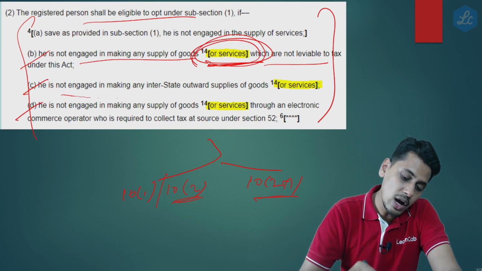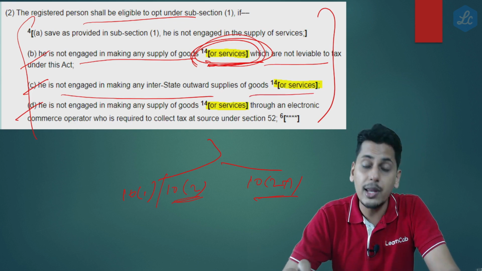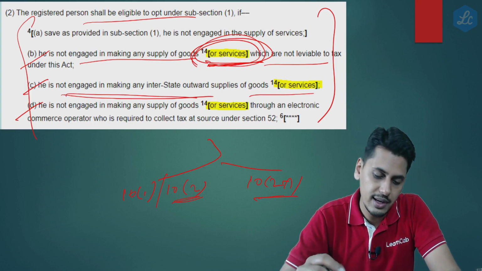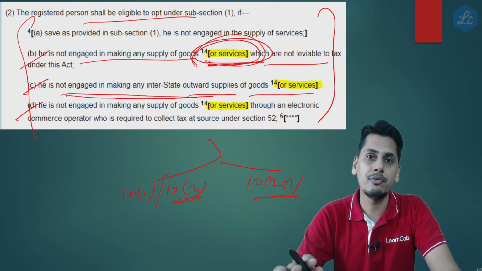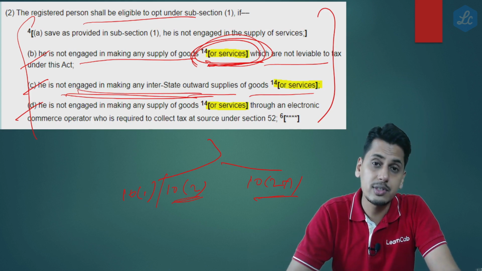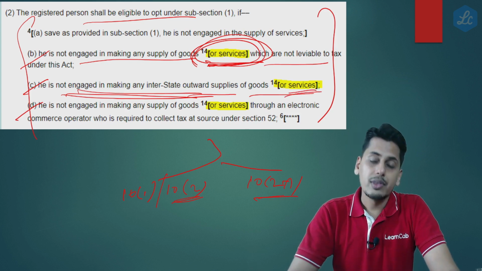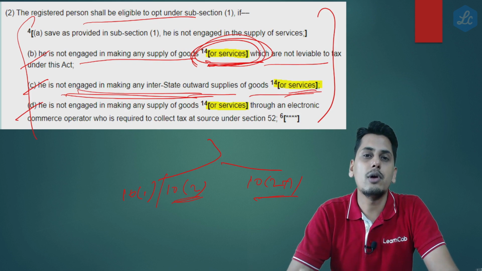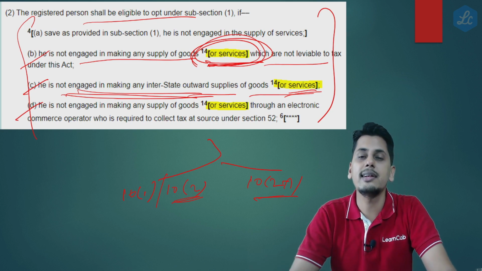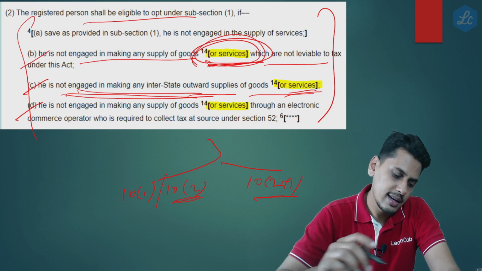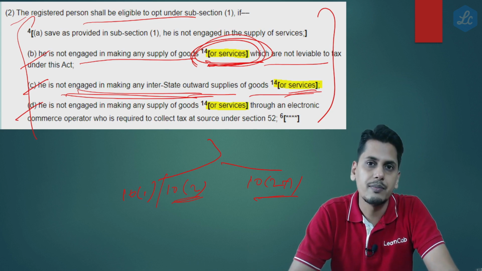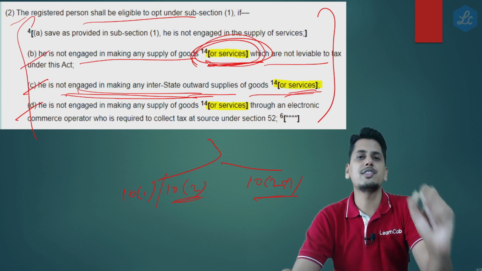Point number C. If he is not engaged in making any interstate outward supply of goods or services. Friends, prior to the amendment, it only stated that he should not be engaged in making any interstate outward supply of goods. Now it states he should not be engaged in making any interstate outward supply of goods or services. So friends, a person who wants to opt for the composition scheme of 10 subsection 1, 10 subsection 2 states that he should not be engaged in making any interstate supply of services. Friends, can a 10 subsection 1 composition scheme fellow supply services? The answer is yes, but is it without any restriction, or is there some restriction which is being placed?